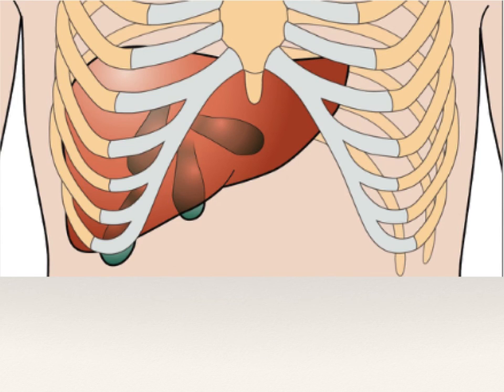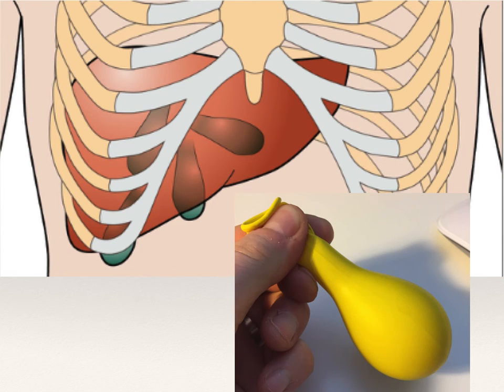In terms of the liver and gallbladder's location compared to the thoracic cage, it tends to ride right under the right lower ribs. The gallbladder will be posterior or deep to the liver, and I tend to think of it as taking on the shape of a partially filled balloon.